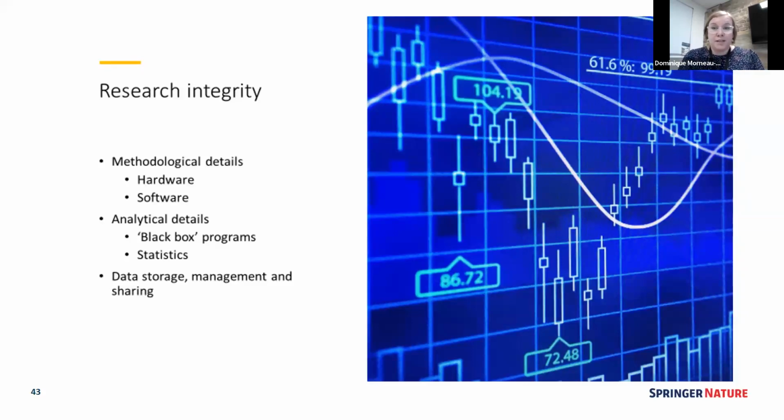Some fields have really clear standards for data storage and management. For example, the field of genomics and a lot of fields in life sciences are really leading the way on this, but other fields don't have these standards and data is handled in a much more haphazard way.